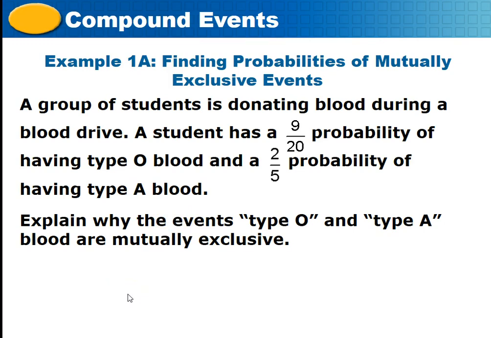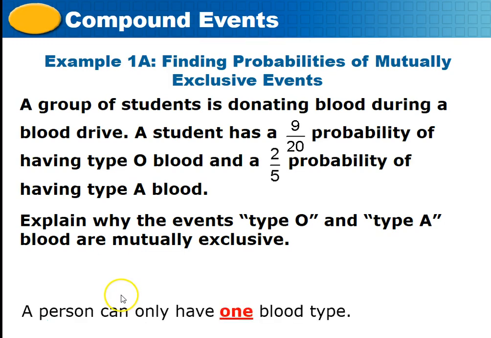Here's our first example. Find the probability of the mutually exclusive events. A group of students is donating blood during a blood drive. A student has a 9/20 probability of having type O blood and a 2/5 probability of having type A blood. Explain why the events type O and type A blood are mutually exclusive. Well, the key here is we know that a person can only have one blood type. They can't have more than one. So because of that, that's what makes this mutually exclusive.